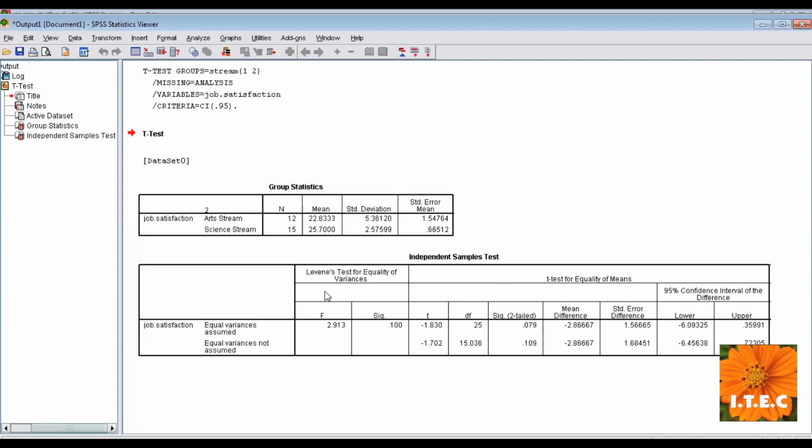So now this is the result of your analysis, which you have got. Now here see, this is the value of the t, and it is not significant because the error is 7.9% error. The error should have been 5% or less than 5%.